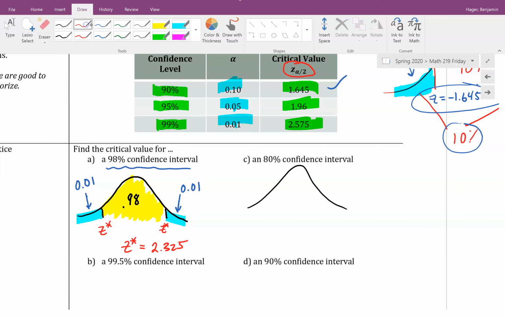80% confidence interval. I'm trying to leave 80% in the middle. That means 20% left combined between those two arms, total of 10% each arm.